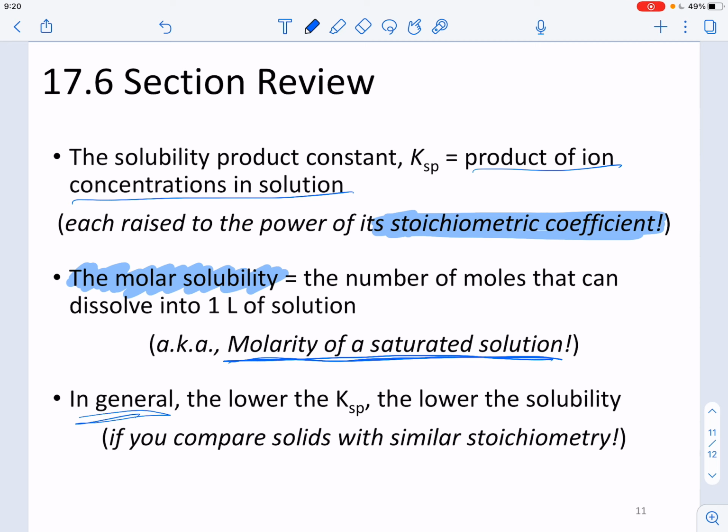In general, if you take a look at the value of Ksp, the lower the Ksp, the lower the solubility of that particular compound. If you want to compare solubilities between different compounds, you have to pay attention to the stoichiometry. You can follow that trend if you have similar stoichiometries, but if they don't have the same stoichiometry, if they produce a different number of ions in solution, then you have to use Ksp with caution.